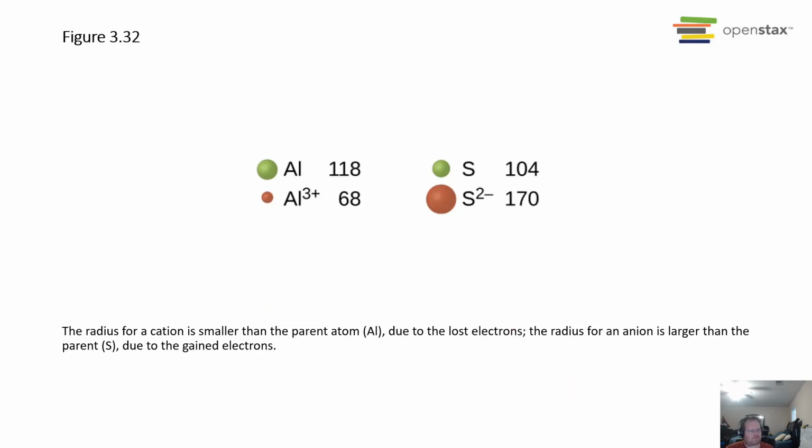Now, we also know that the radius of the cation is smaller than the parent atom. These are two examples. So aluminum gets smaller when it loses 3 electrons. It goes from 118 picometers to 68 picometers. The people in the textbook that wrote this did not put their units on these. I would count a point off if I was doing it on their exam. So make sure we get those. And sulfur gets larger. It gains 2 electrons. It goes from 104 to 170 picometers. So cations get smaller, anions get bigger. When you add more electrons, the atom grows in size. When you take electrons away, the atom shrinks in size.